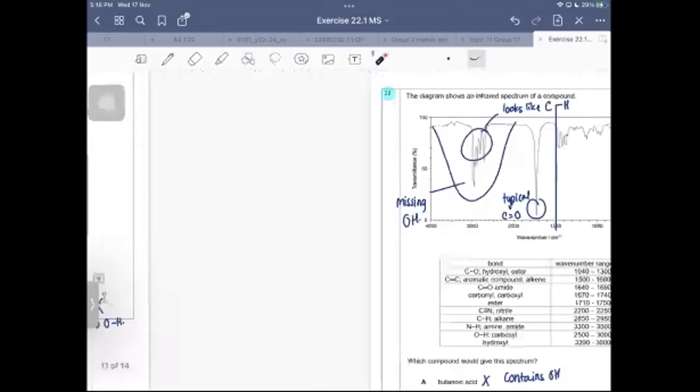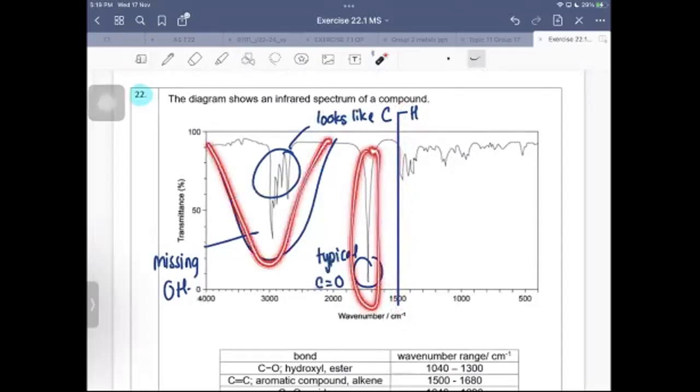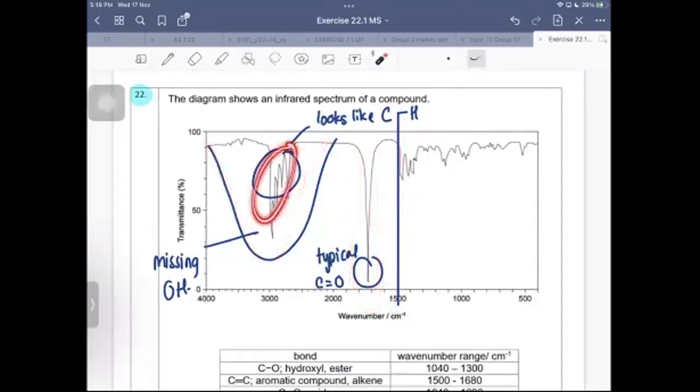Next is 22, same thing. Again, I will only analyze the region above the 1500. There is a typical peak of C double bond O here. My OH is definitely missing. There are some peaks here, and that is not an OH peak because OH is usually wide or broad. That looks like a CH peak. Okay, so what I can conclude from this spectrum is that my molecule doesn't have an OH bond, but it has the C double bond O.